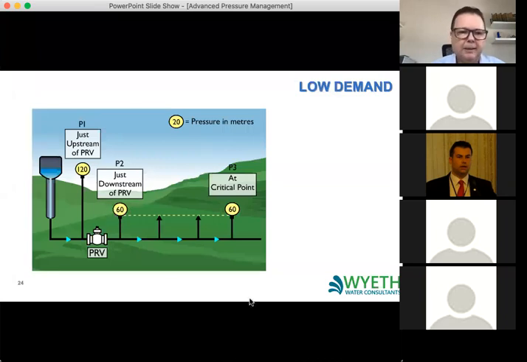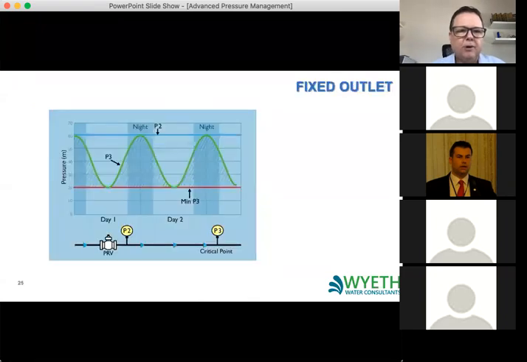That's the constant part. If we look at it as a graph, you can see the blue line that runs across the top is actually the outlet of the PRV. This is the fixed pressure on the outlet of the PRV. The green line is the pressure at our critical point, our minimal pressure point. And you can see that it goes down to 20 meters during our peak demand, and it goes up to 60 at our nighttime. And all of this hatched area is actually what we would call excess pressure, because we don't need it to be up this high.